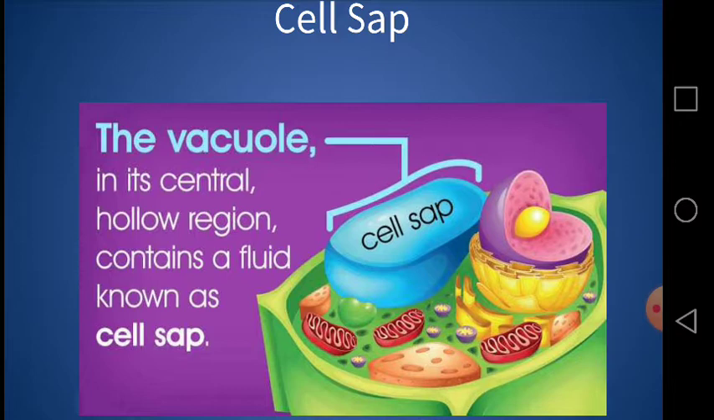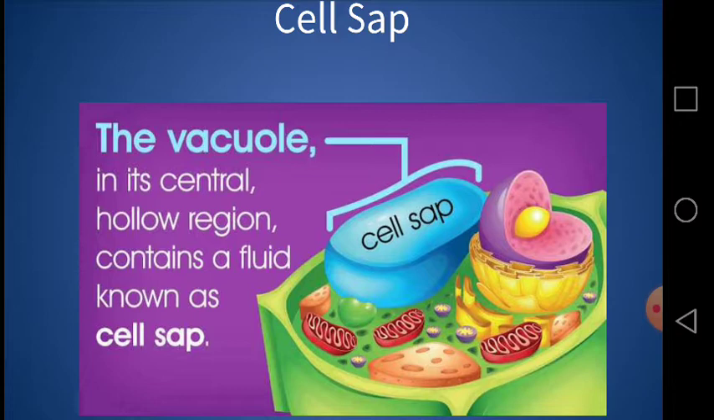Why is there a big cell vacuole? Because it has to store the water along with the different salts and sugars. This solution of water with the sugars and the dissolved minerals is called the cell sap, and it is present in the vacuole, so that is why this is called the sap vacuole. The sap vacuole acts as a store of these solutes.